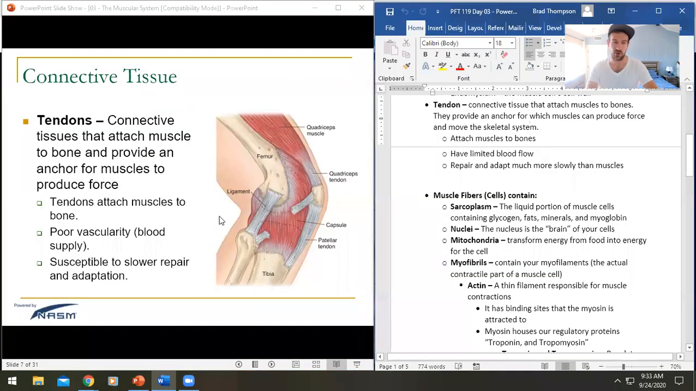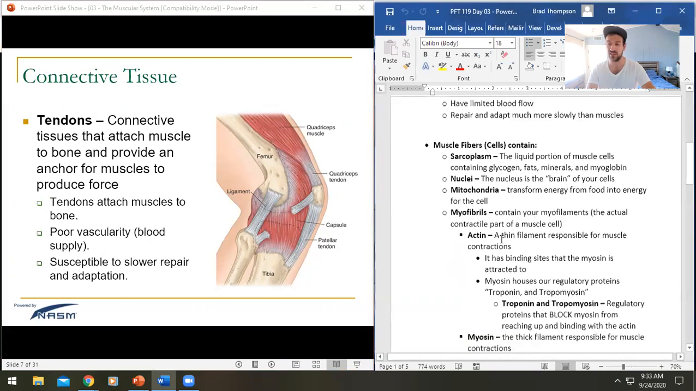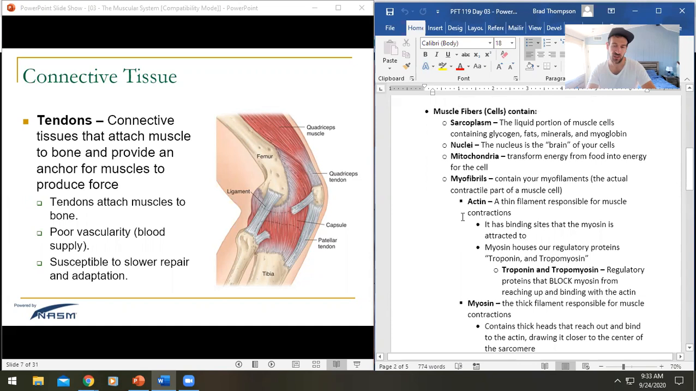Tendons, again, kind of summarizing them, are connective tissue that attach muscle to bone and provide an anchor for which your muscles can produce force. Now, tendons are similar to ligaments in the sense that they have limited blood flow as well. So because of that, they also repair very slowly compared to your muscles. Ligaments attach bone to bone, tendons attach muscles to bones. They both share a very similar characteristic, which is that they both repair very, very slowly.